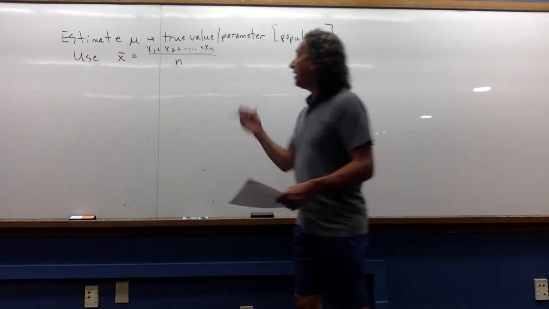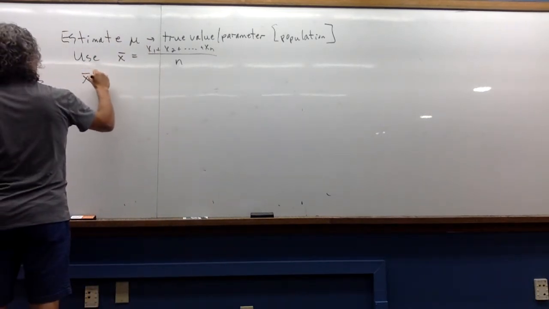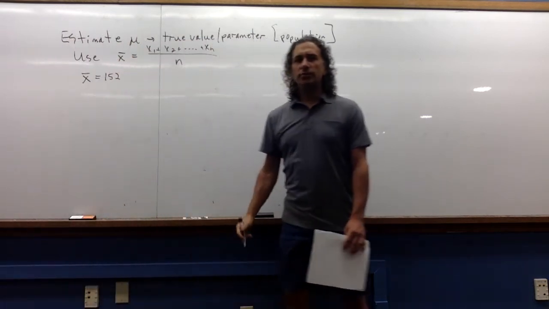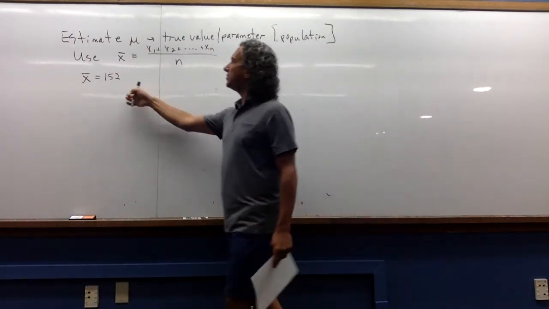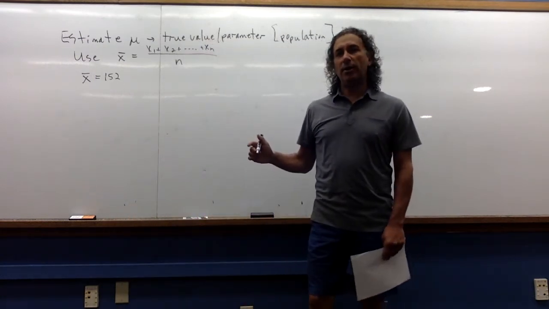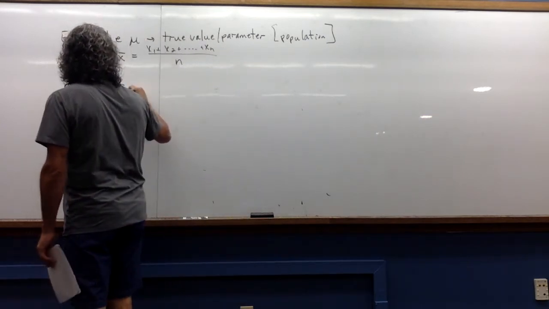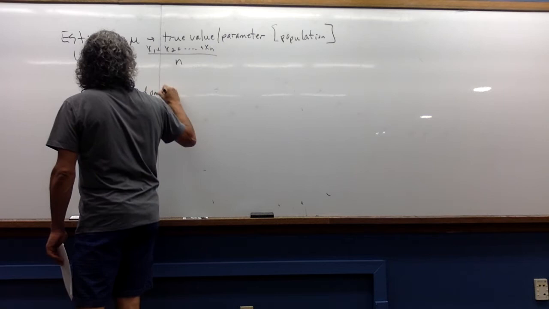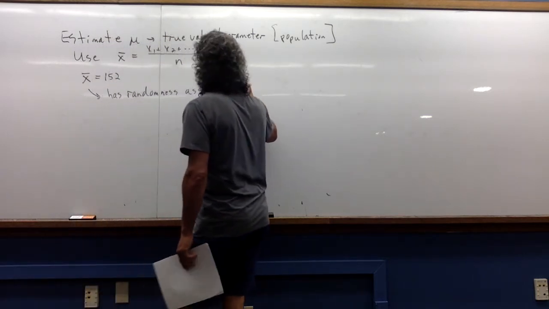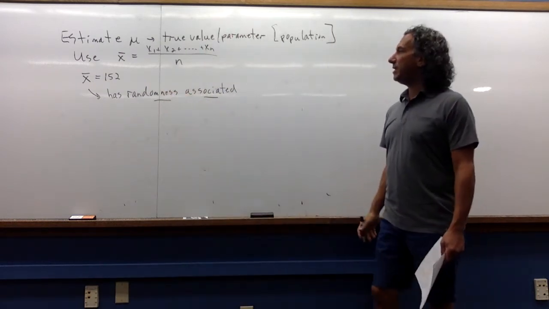Well, let's say you're trying to estimate the true mean, and let's say you get x bar equals 152. So should you run out and say, oh yeah, it's going to be 152? No, because this x bar has randomness associated with it. We know that. We know that because we saw that it actually has a distribution. X bar is distributed normally.